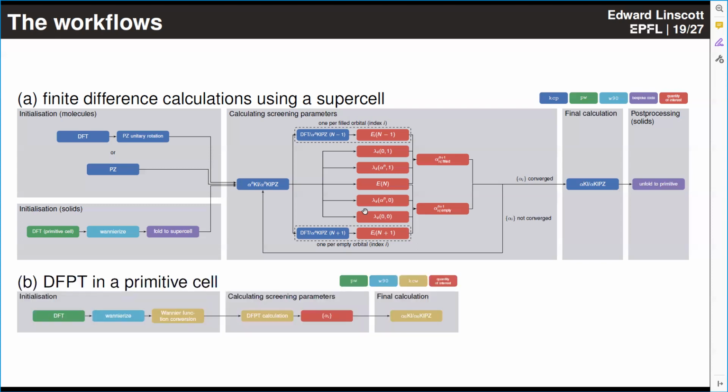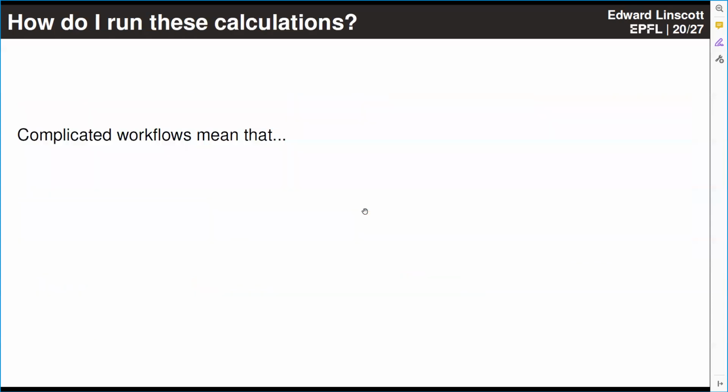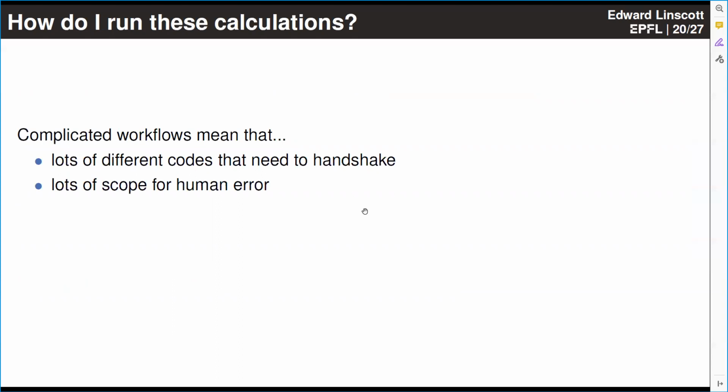The DFPT approach is a bit simpler. Don't worry about the precise details; it's trying to give you a general impression of what's involved. You've got a much more linear progression of different calculations. But in both cases, we've got some quite complicated workflows that one needs to perform. Basically, there are lots of different codes that need to handshake with one another. There's lots of scope for human error if you're going to do this all by hand, and it makes the reproducibility of calculations very difficult.